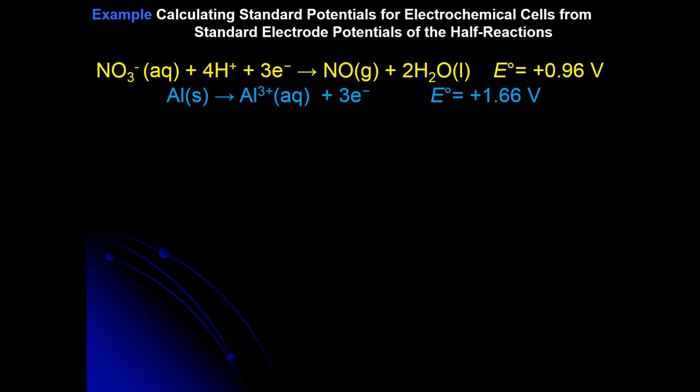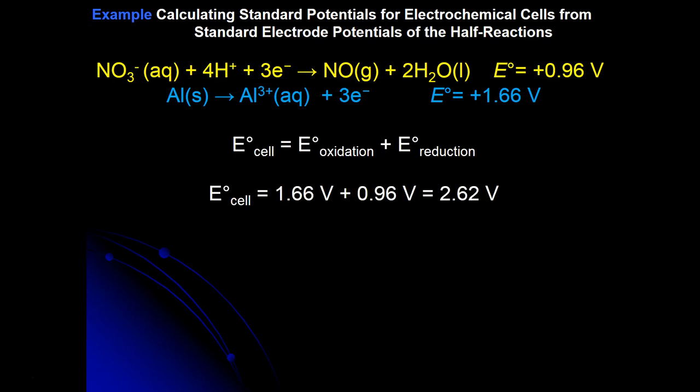So it's as simple as now adding those two together, and we're going to get out 2.62 volts. Keep in mind what we did here. We looked at the reduction potential table and wrote the half reactions in the direction they would actually occur based on what the reduction potentials were.